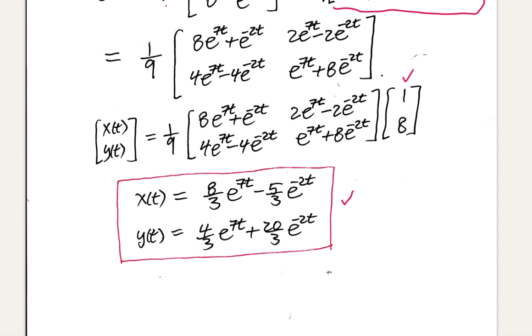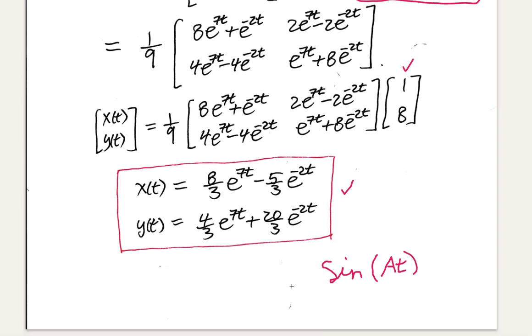Let me leave you with a couple quick questions here. Could I take the sine or cosine of a matrix like this, At? Could I do something like that? Maybe sine or cosine? How about the natural logarithm of At? Could you do something like that?